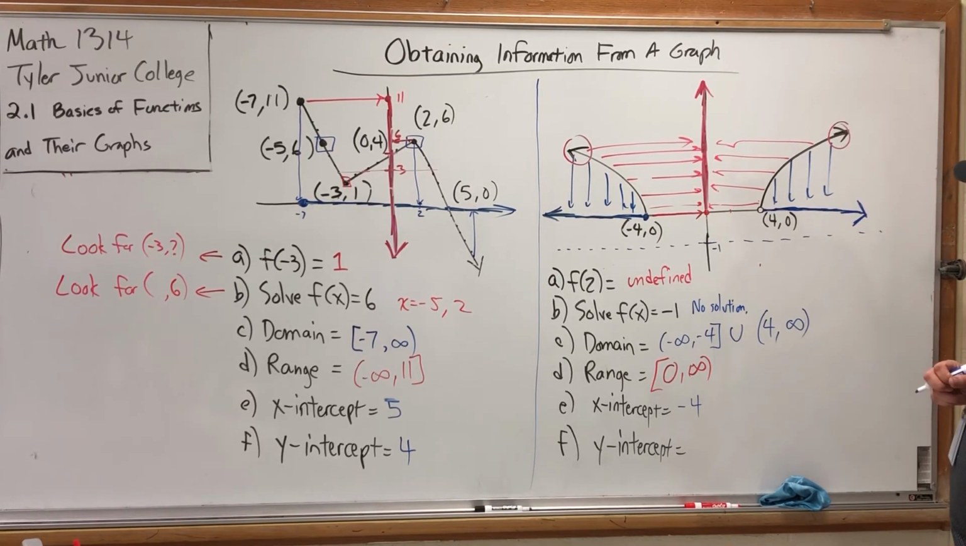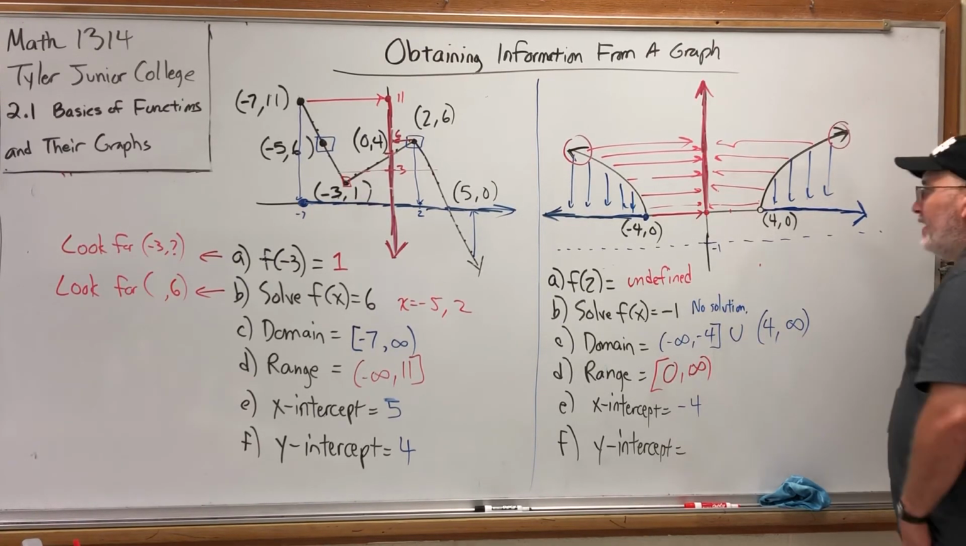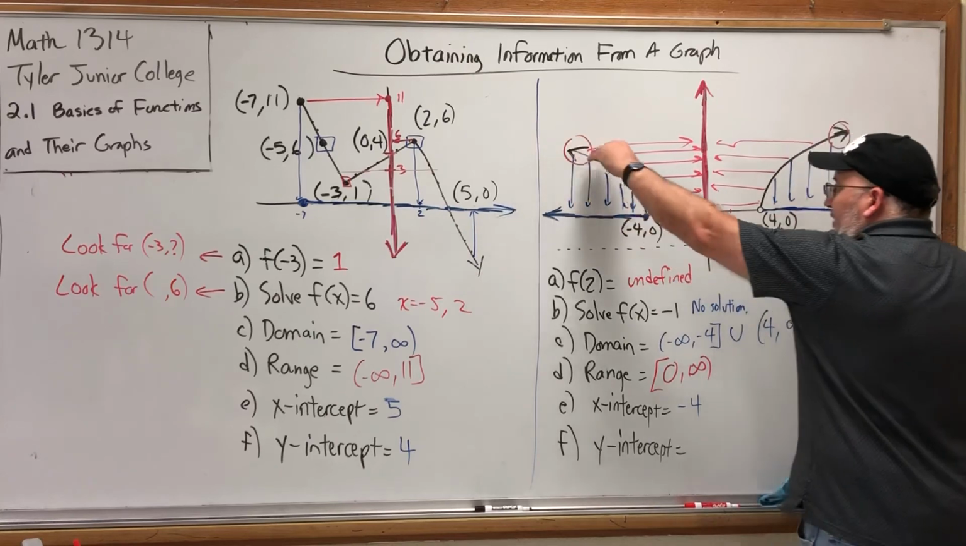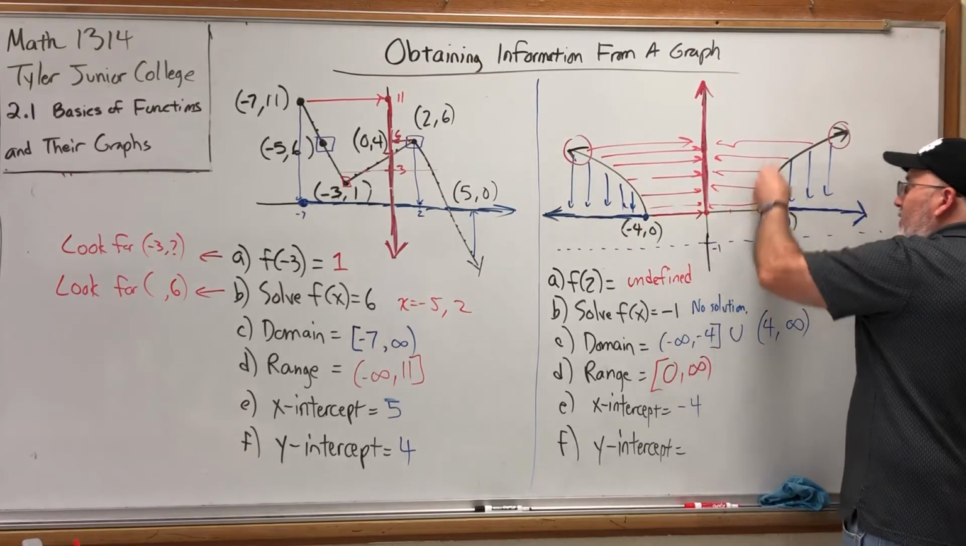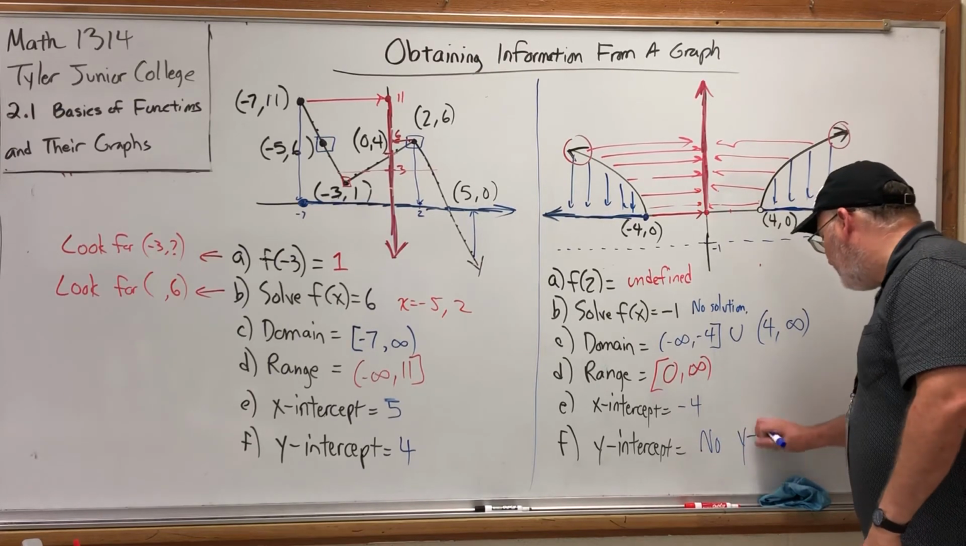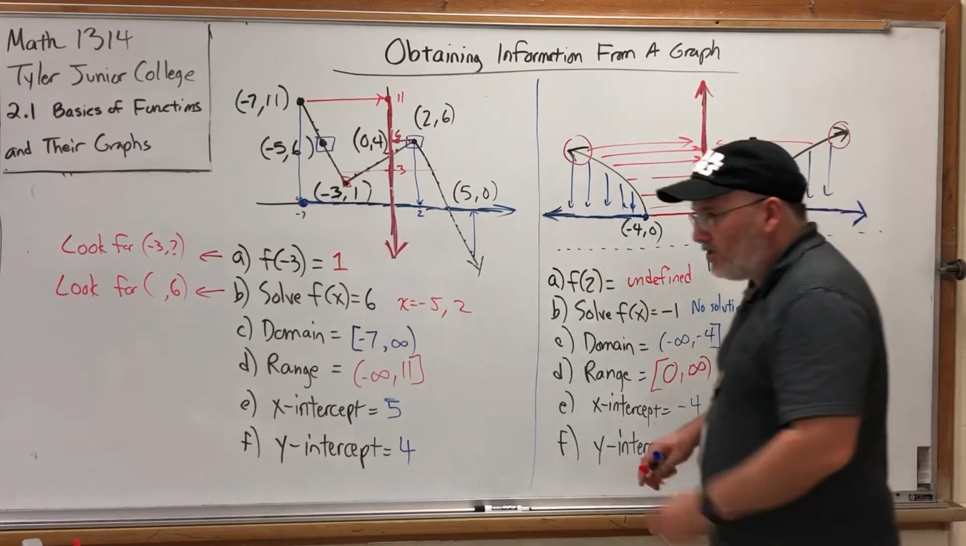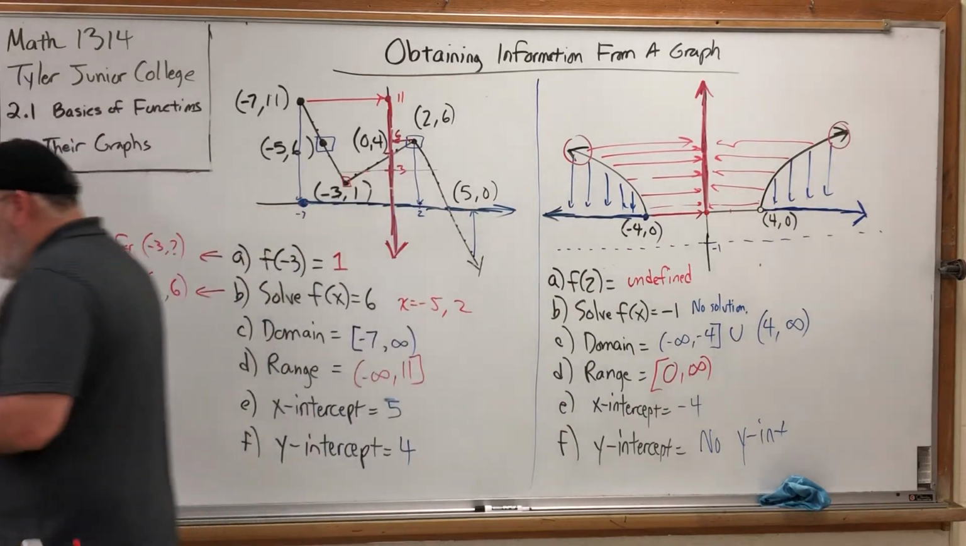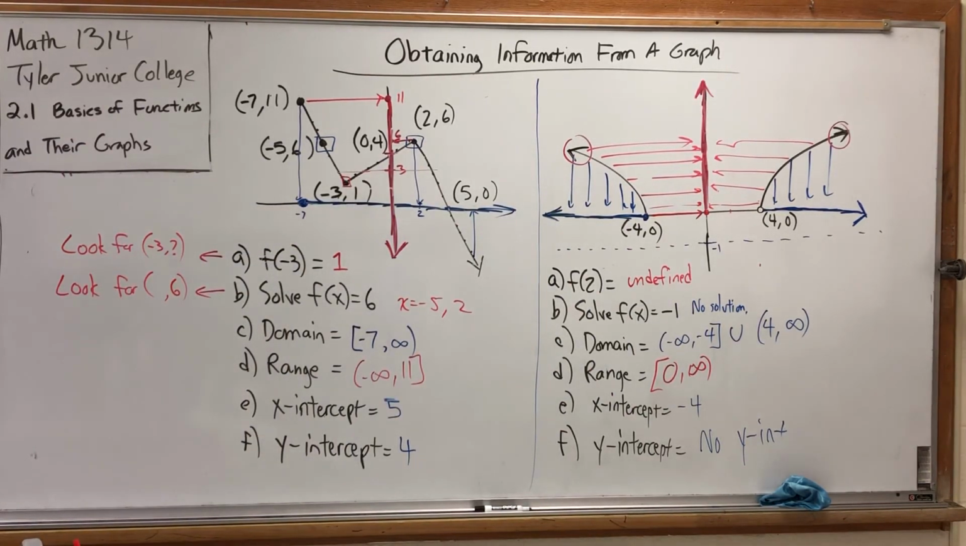Are there any y-intercepts? Does this graph touch the y-axis? It does not. It goes down to the x-axis and then it just jumps over here and then it continues. So there's no y-intercept. So as you can tell, there's a lot of information you can extract from a graph, especially if you know the coordinates of several points. Function values, inputs and outputs, domains, ranges, intercepts, it's all good.